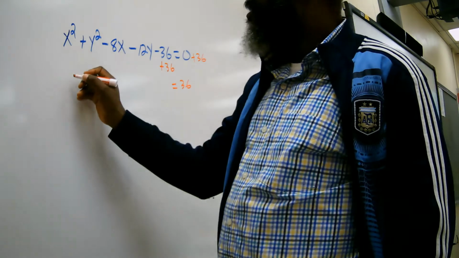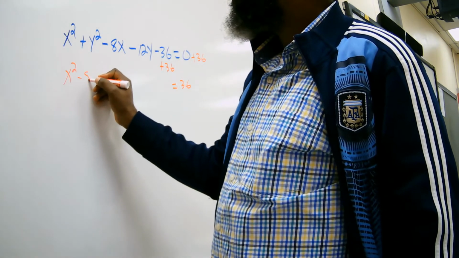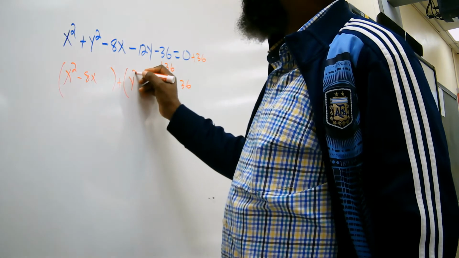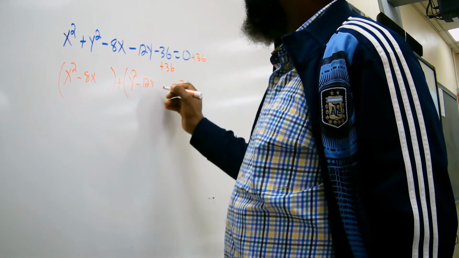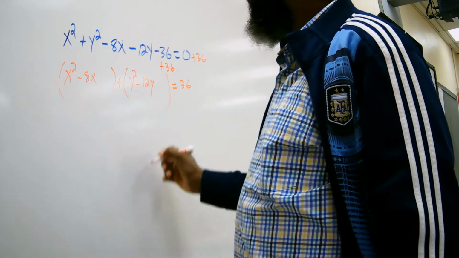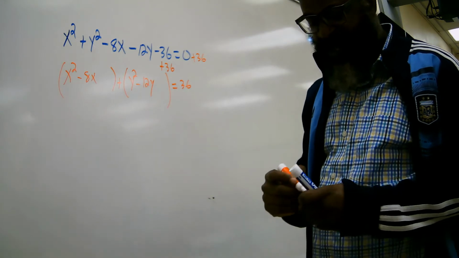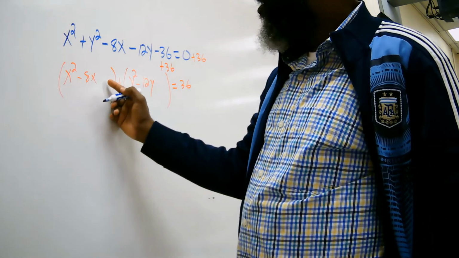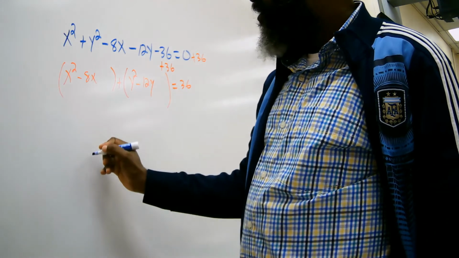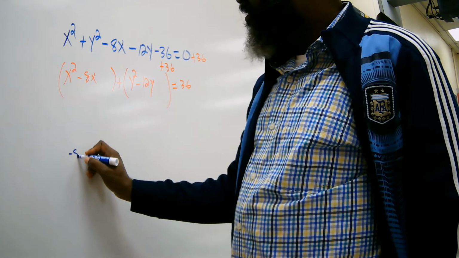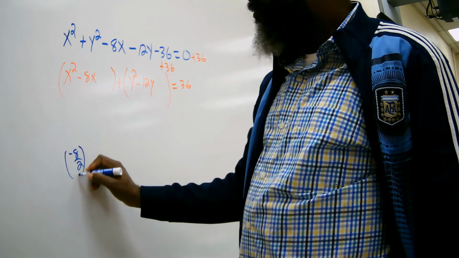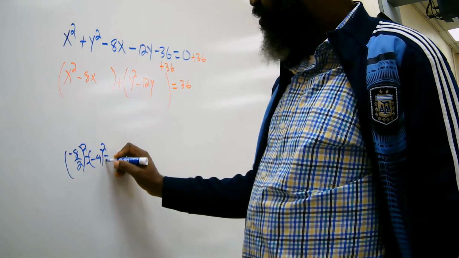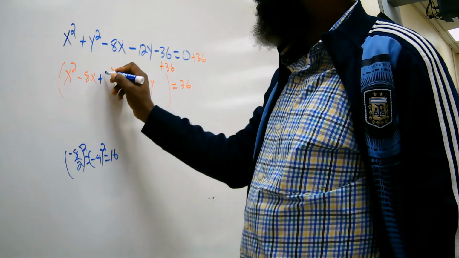Then you do your family grouping as always. x squared minus 8x, plus y squared minus 12y. That's your family grouping. Then you start the completing the square process. You need the x terms to become a perfect square trinomial. In this case, you take negative 8, you divide by 2, then you square the outcome. This will give you negative 4, and you square it. That will give you 16. You add 16 on this side.